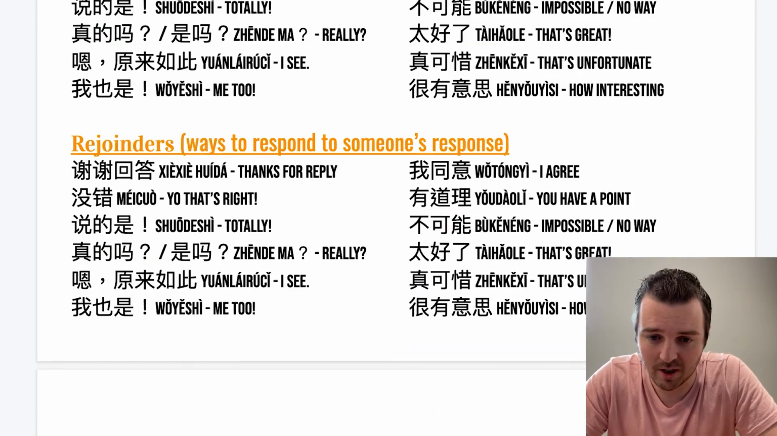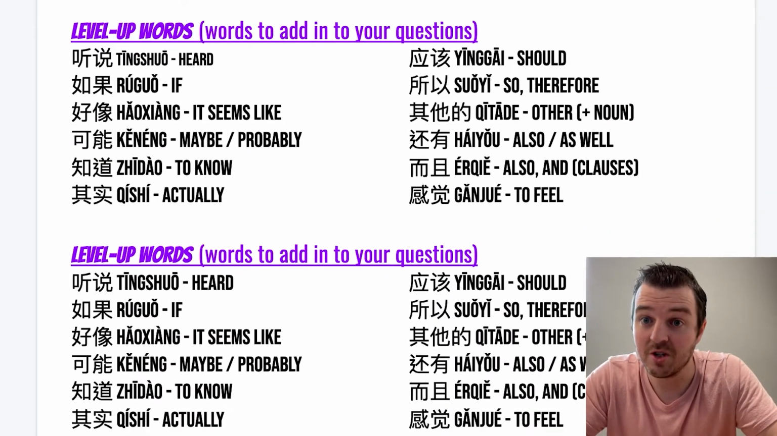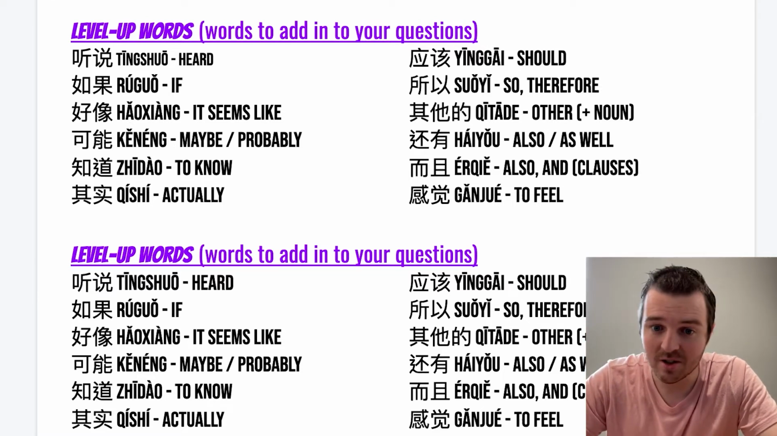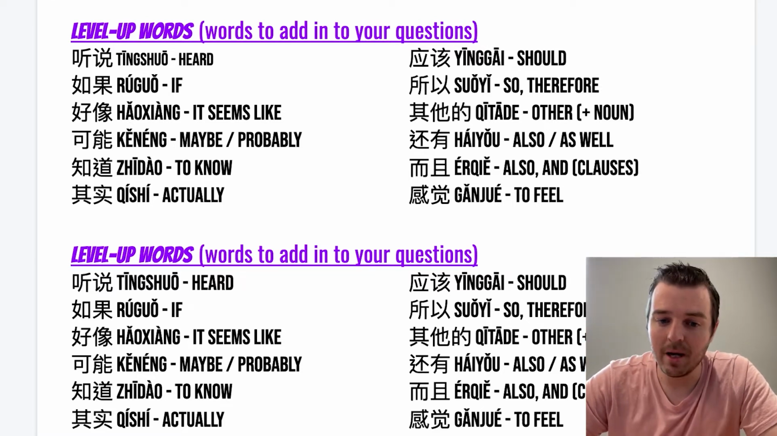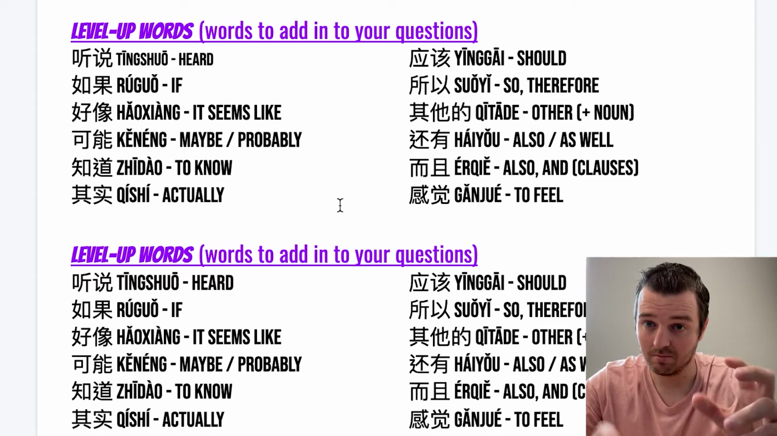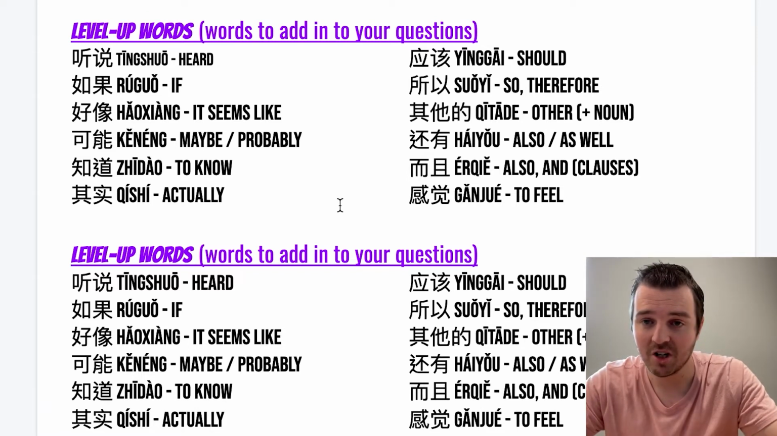And finally, as we scroll down, some level up words that you can add into your classrooms. Like, oh, I heard such and such. If such and such. It seems like, maybe, probably, actually, right? Words like this, right? And the reason why you will see I have so many of them is because they are little strips that I cut out. And so each time before 1 Minute News, I have these, they're laminated.